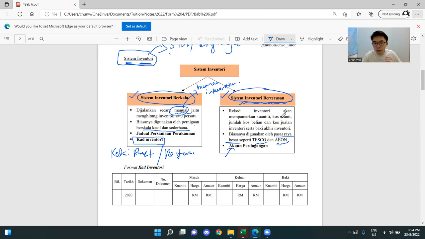So you can see that dia ada like cost seunit, jumlah cost belian, cost jualan. All these things will be in your account perdagangan. But normally those people who use system inventory berkala, they don't use account perdagangan. They use jadual persamaan perakaunan, which we learn from bab 2 in form 4.